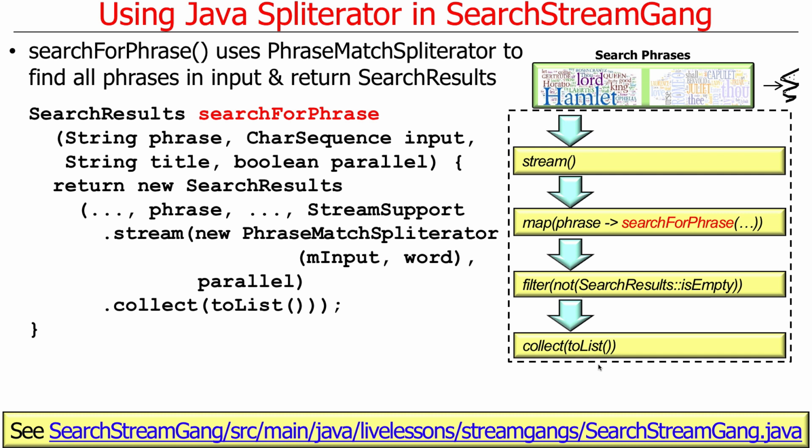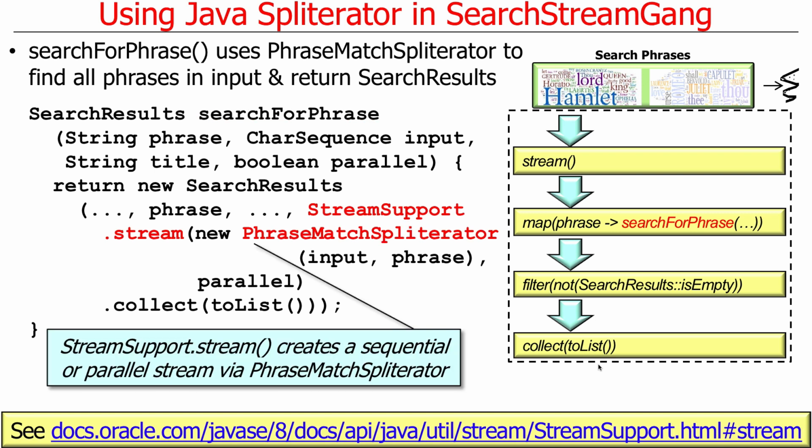What searchForPhrase is going to do is return a SearchResults object. And as we'll see in a second, that SearchResults object has some pretty cool stuff in it. In particular, the SearchResults object that gets returned here is going to include the input string that we're searching, the phrase we're looking for, the title of the phrase, and then it's also going to have a list of results which indicate the indices where the phrase is found in the input string, if it is found at all. Of course, there may be no matches, so in that case, it'll be 0.